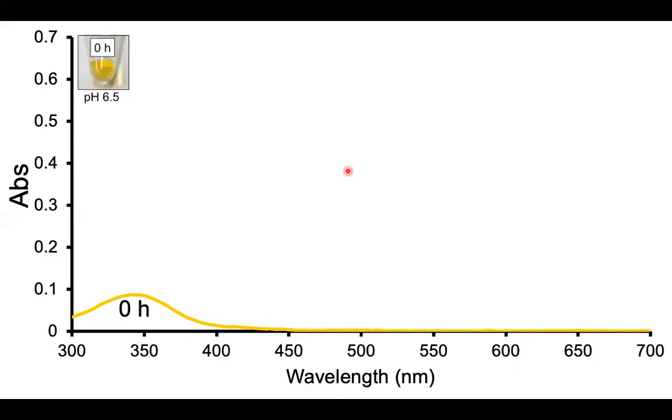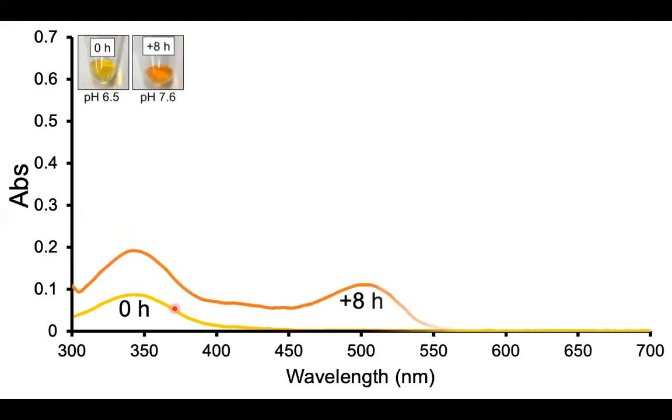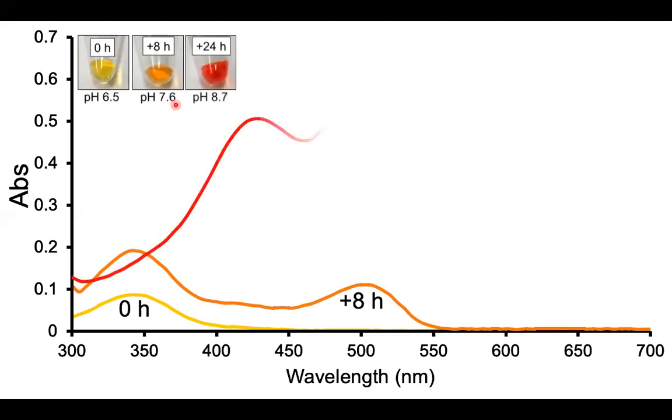Biochemical analysis showed us that the pH of the yellow nectar was 6.5, and its spectral properties showed an absorbance at around 350. As the nectar progressed to an orange color, we found that a second peak appeared at 500, and the pH had increased to 7.6. And finally, the blood red nectar had a very different spectral property, and its pH was highly alkaline at around 8.7.